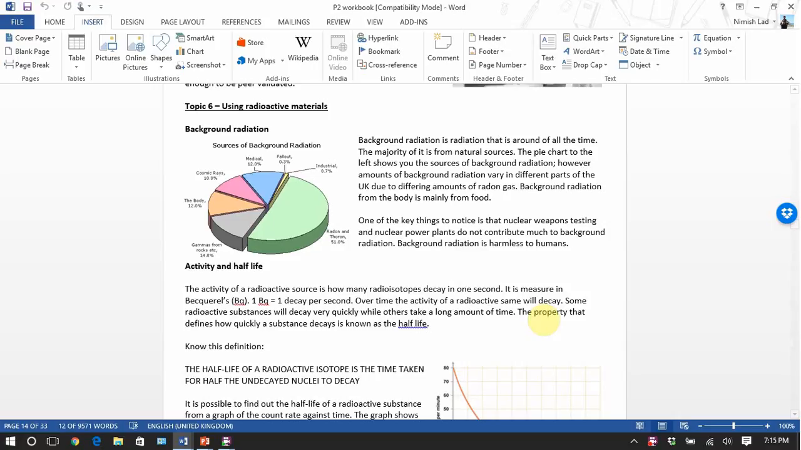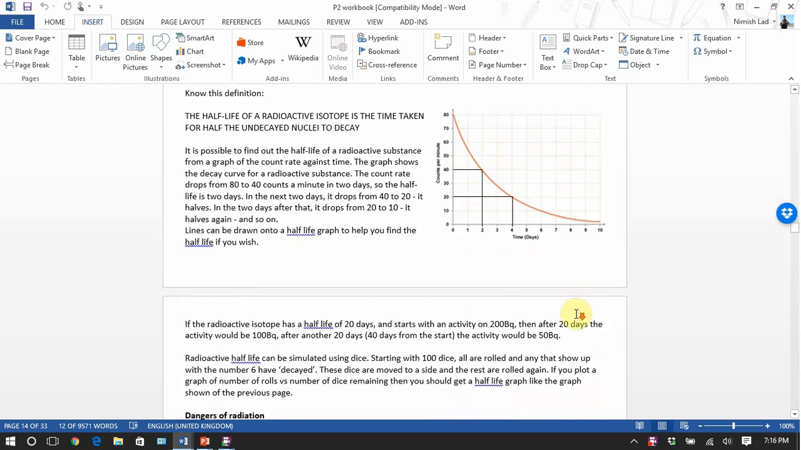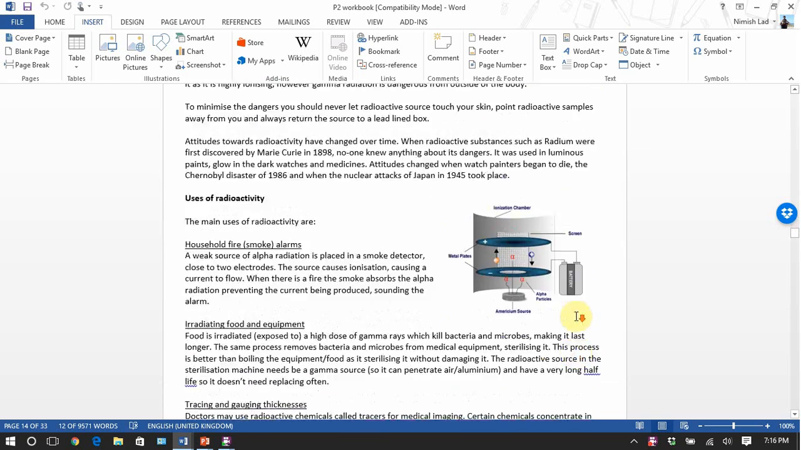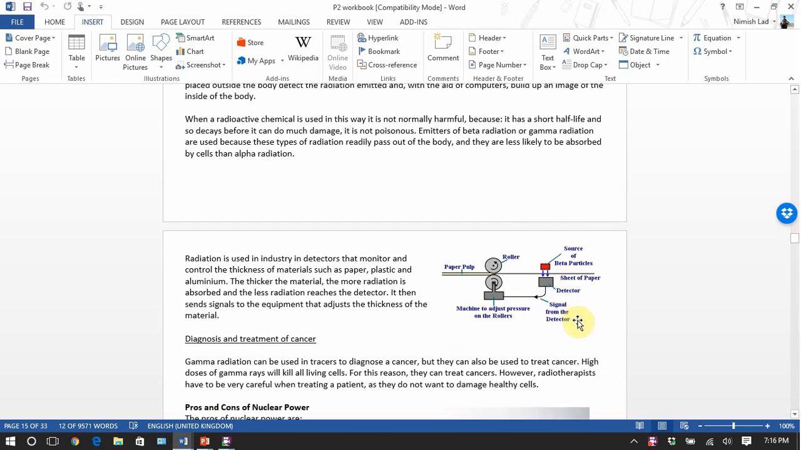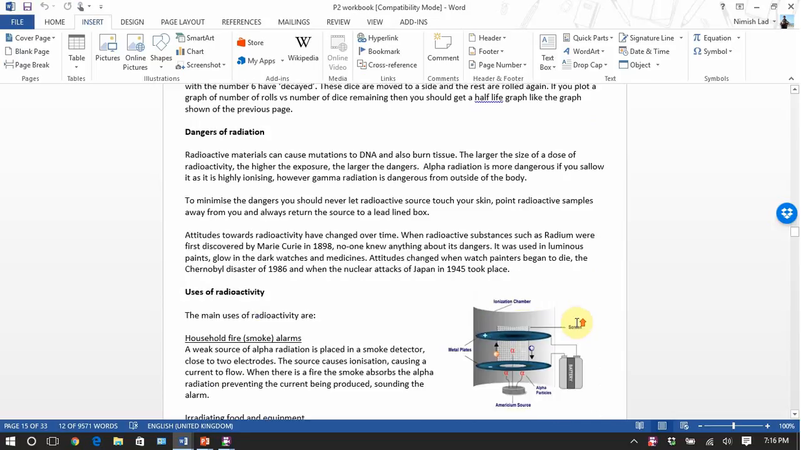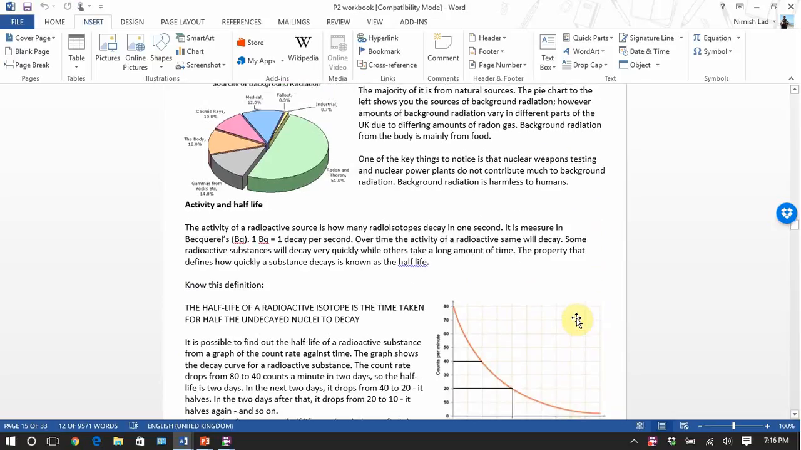So this is topic 6 of Edexcel P2 GCSE Physics, which talks about using radioactive materials. It goes through the ideas of background radioactivity, activity and half-life, dangers of radiation, and the uses of radiation. We'll go through each of those one by one to make sure you have a good understanding of those. It's the last topic of P2.